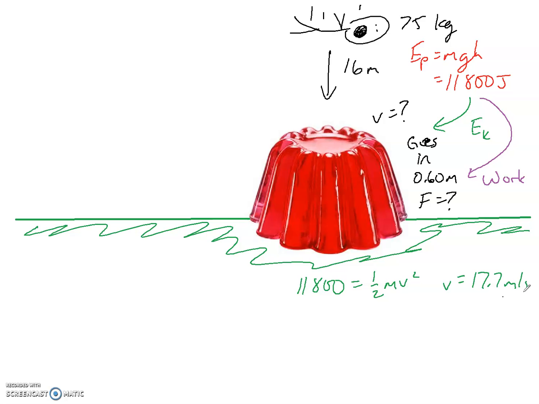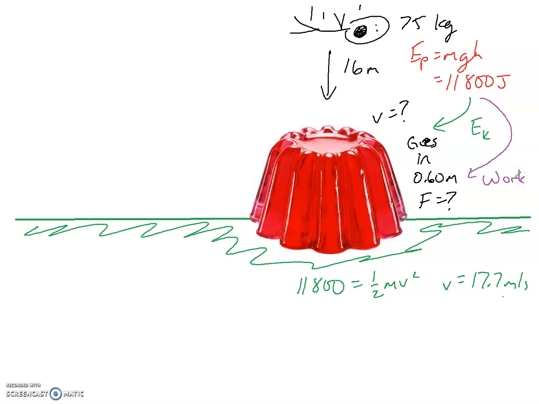So let's see how far he goes into the jello and how much force was used. I'm just going to take that exact same energy, the 11,800, that's how much potential he has, that's how much kinetic he had when he hit the jello, and therefore that is how much work the jello will have to do in order to actually stop him. Now, of course, as he goes down, he's going to have a little bit more work done by gravity. We're not going to worry about that. We'll just ignore that for now. We're just going to get a general idea what's going on.